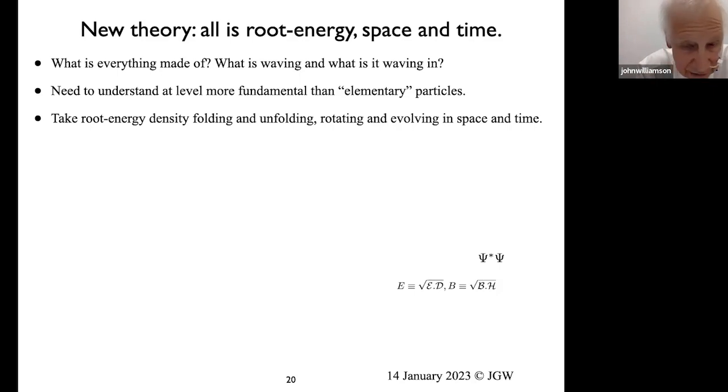Electric field is defined as root E times D, where this is the electric field and the electric displacement, and B is defined as the average root B H. So I'm just talking about electric and magnetic fields being something which contains the square root of epsilon rather than epsilon. And in fact, if you think about electric field, the energy in the electric field is given by a half epsilon E squared. So E D is epsilon E, D is epsilon E.